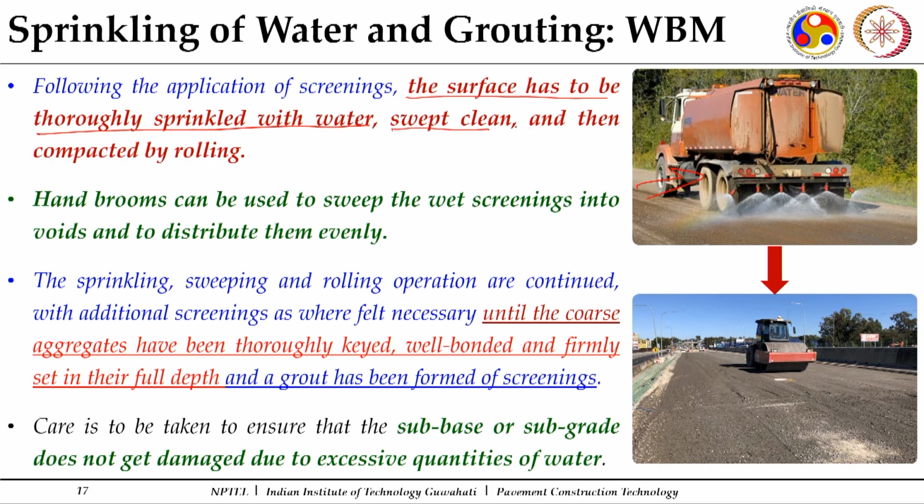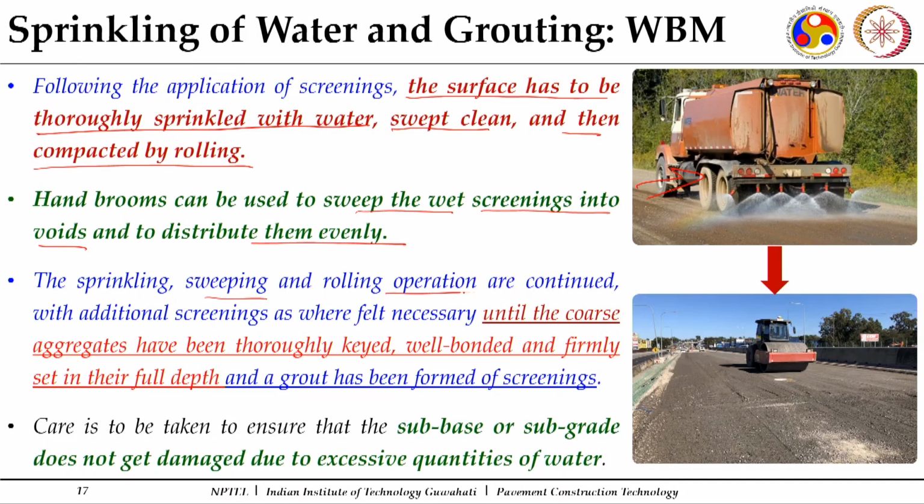So, the surface is swept clean with water and then compacted, and then again the compaction process goes over it. Hand brooms can be used to sweep the wet screenings into voids, and simultaneously hand brooms push your screenings within your air voids and distribute them evenly. If you find at some locations there are certain spots having more screening material compared to other spots, hand brooms or mechanical brooms can be used to distribute it evenly. The sprinkling, sweeping and rolling operations are continued with additional screenings as and where felt necessary. Where there is excess, it can be removed.